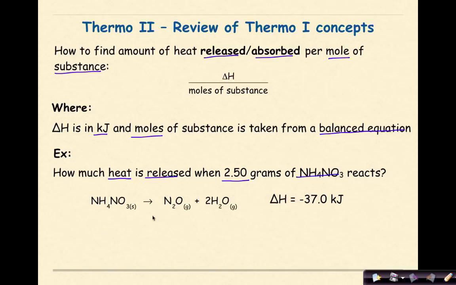So here's our balanced equation right here. Ammonium nitrate decomposes into dinitrogen monoxide and water. And our delta H is negative 37 kilojoules. So the first thing that I'm going to do here is start out with my mass and convert to moles. Convert to moles, the AP chemistry mantra.